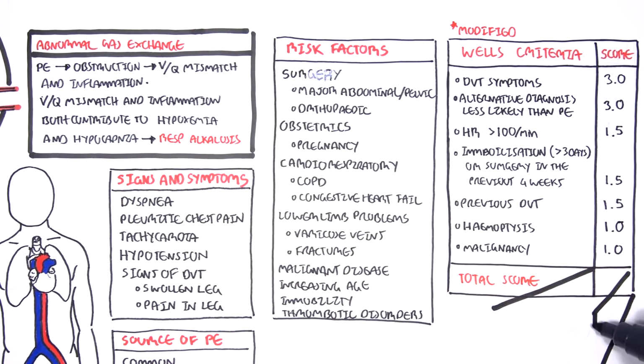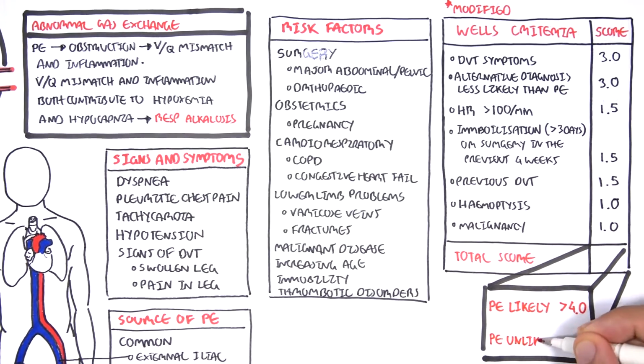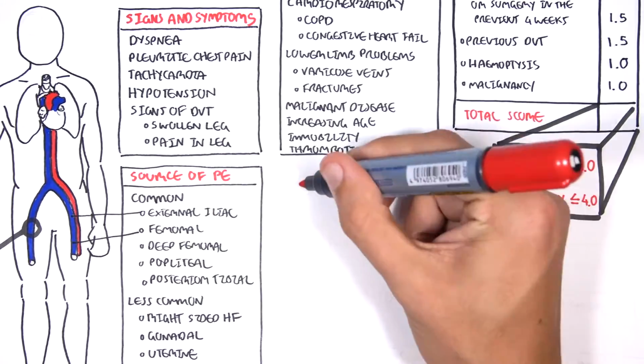If your score is greater than 4, pulmonary embolism is likely. If you have less than or equal to 4, pulmonary embolism is unlikely. So using the Wells criteria, the total score, the outcome you get, you use that to help in your diagnosis. So what we will look at next is diagnosis of PE using an algorithm.